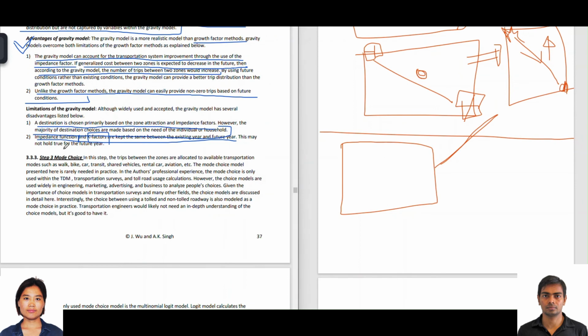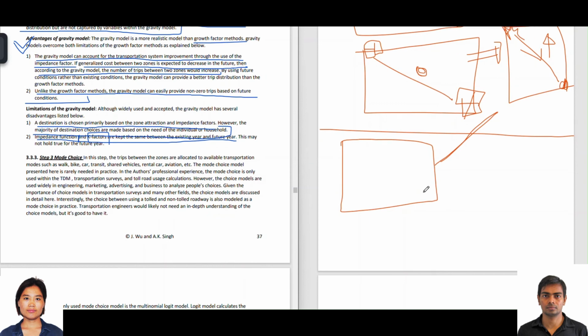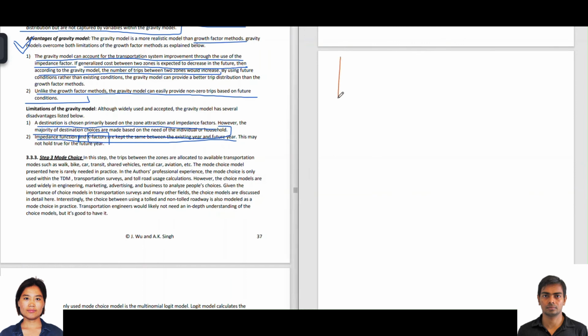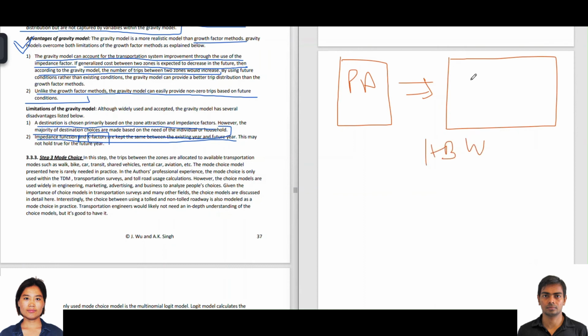So far we have looked into trip generation and trip distribution. Now let's look at step 3, mode choice. We started with figuring out how many trips will be generated in the PA table. Then we end up with an OD table by each trip purpose. So let's say this is home-based work and this is the OD table. Now for each element of the OD, there are different modes available. Some of the modes are listed here. There is walk, bike, car, transit, shared vehicles, rental car, aviation, etc.